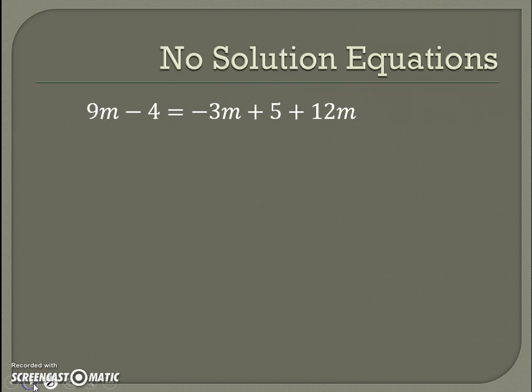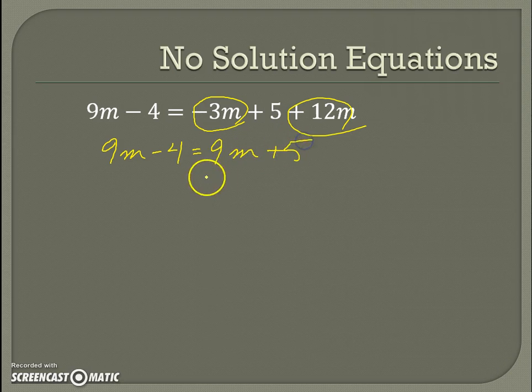On the flip side of that, you have these no solution equations. So let's take a look at this. So I'm going to solve this. If I'm following those steps that I had on that first thing, remember step 1 is to combine like terms. So, or get rid of parentheses. If there's not any of those, I go down to combine like terms. So here I have an m and I have another m, so I need to combine those. So I get 9m minus 4 equals 9m plus 5.